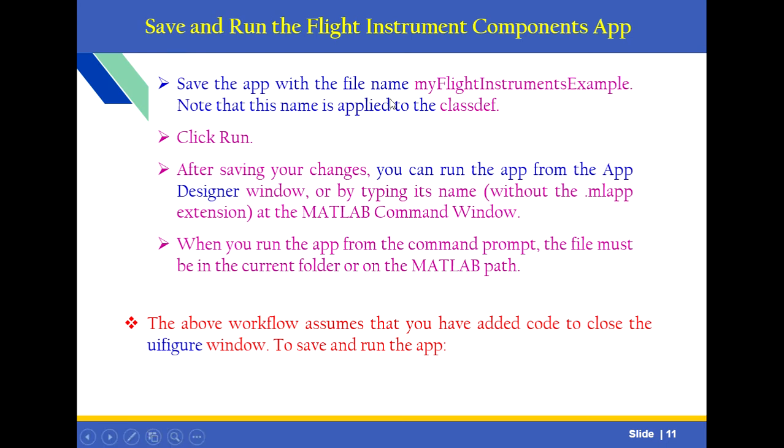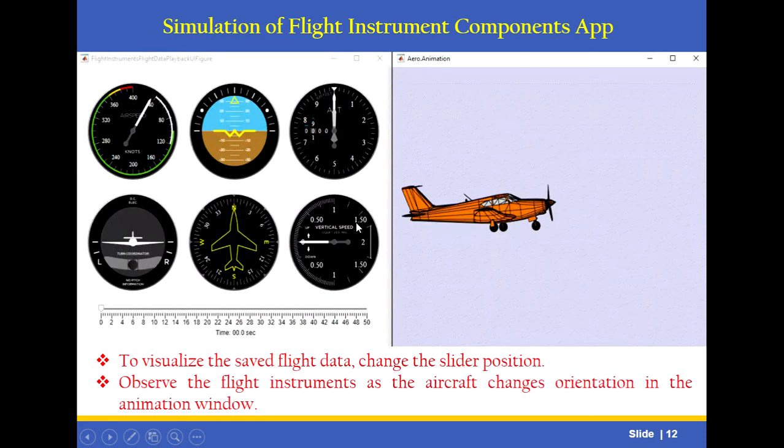Save the app with a file name. For example, you can give any file name. My file name is myFlightInstrumentExample. After that, in this app you have to click Run. When you run the app from the command prompt, the file must be in the current folder in MATLAB, that is, your MATLAB workspace. The above workflows assume that you have added code to close the UIFigure window to save and run the app. Finally, after the simulation run, you will get the simulation of the flight instruments component app.